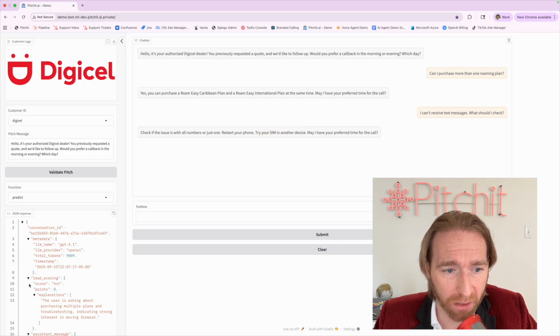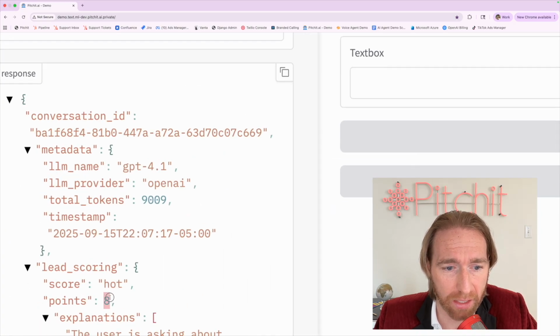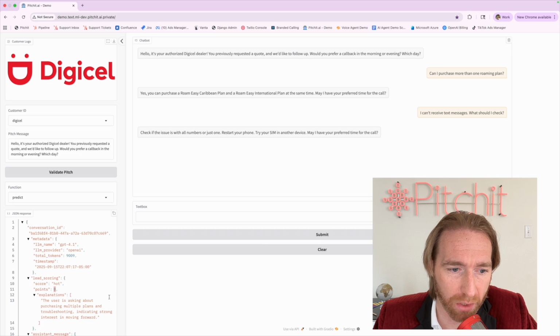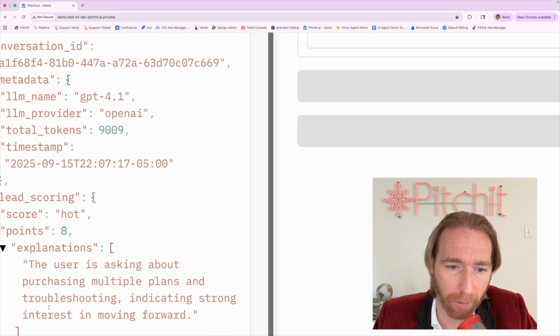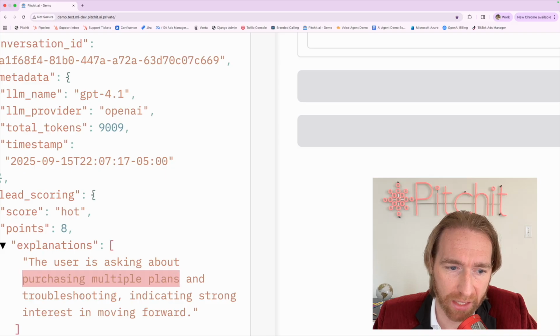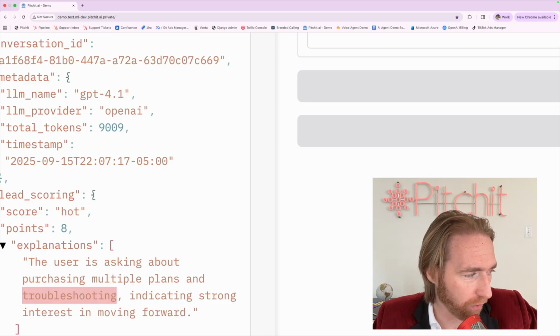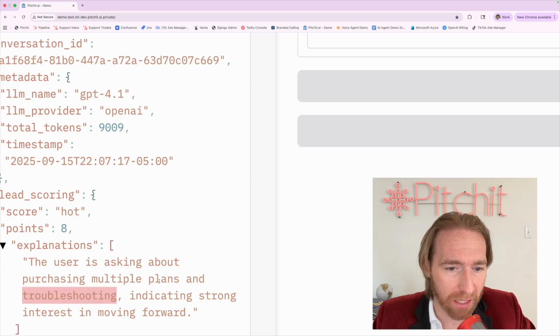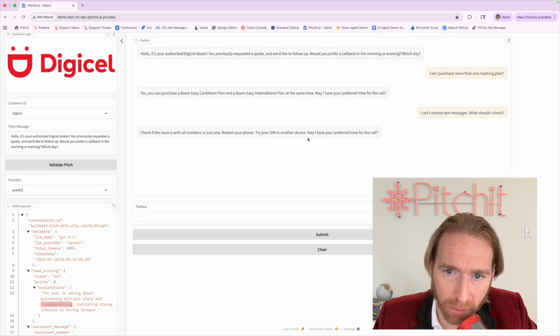Now, the lead score in this case, it's still hot. It did go down a little bit because, again, we're starting to talk about troubleshooting, but we also talked about purchasing multiple plans inside of the same thread of troubleshooting conversations. And so it is going to do that call to action to book a meeting.